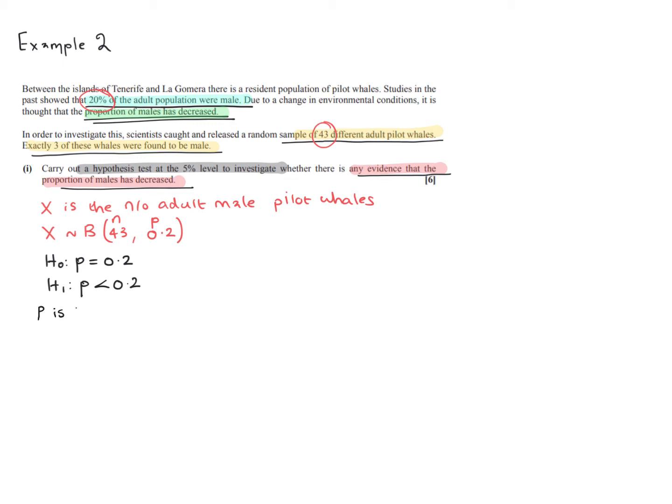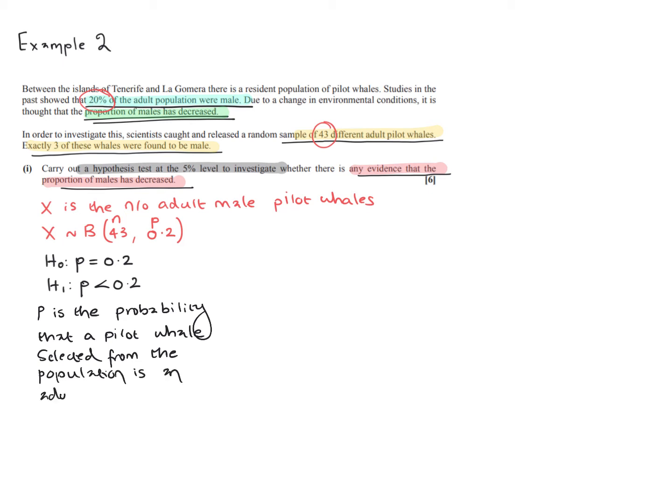So I'm going to say P is the probability that a pilot whale selected from the population is an adult male. We could also have said that P is the proportion of adult male pilot whales as well. That would have been an appropriate way of phrasing it. We need to make sure that it's clear that P represents a proportion or a probability.